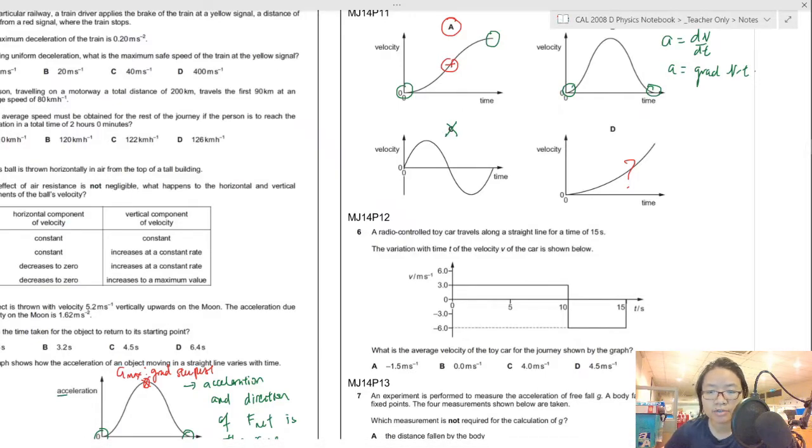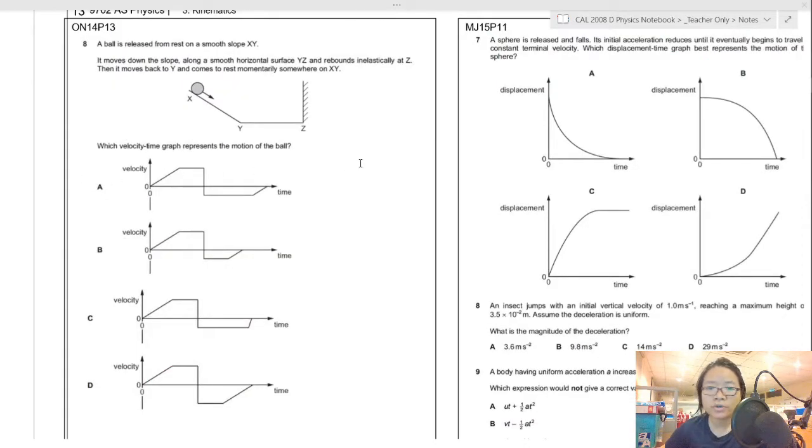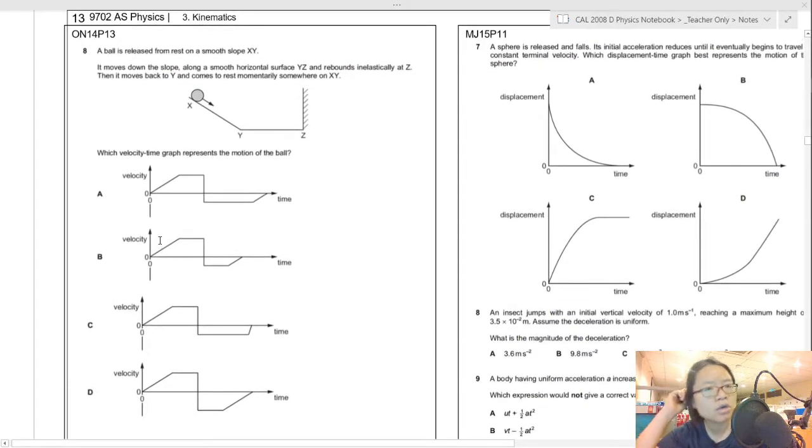Let's look at slightly different questions now. I think we have done enough gradient function questions already. Okay, this is another one, from page 13, paper 13. You can see there's a ball rolling down the slope XY and then rolling along YZ and then hitting the wall, bang.